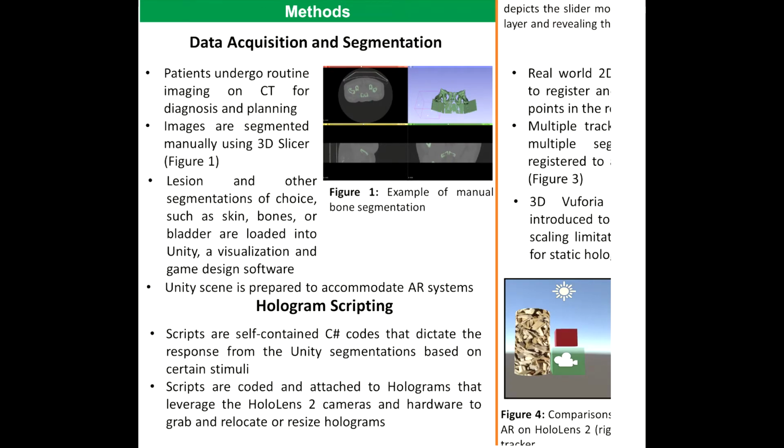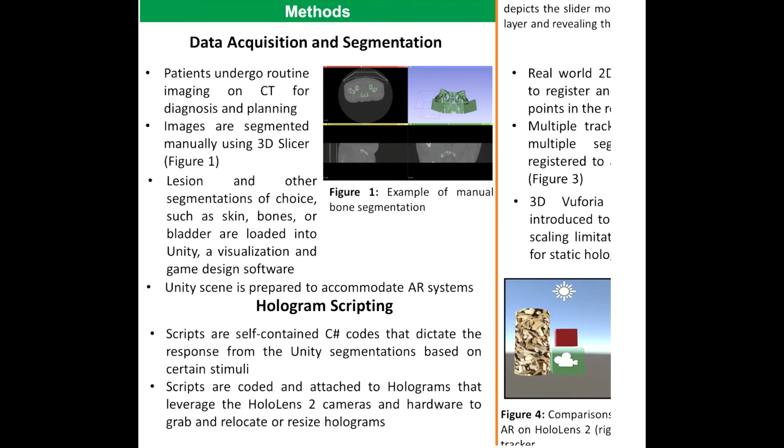Our workflow consists of 5 main steps: data acquisition and segmentation, hologram scripting, HoloLens 2 user interface system, real-world registration, and finally the addition of real-time ultrasound data to the scene. The first step begins with the patient undergoing routine CT imaging for diagnosis. The next step is the automatic or manual segmentation of various models of interest, such as the lesion, the prostate, the skin, the bones, etc.